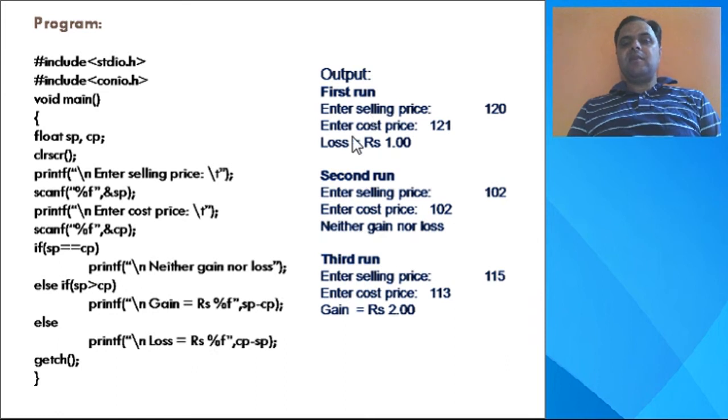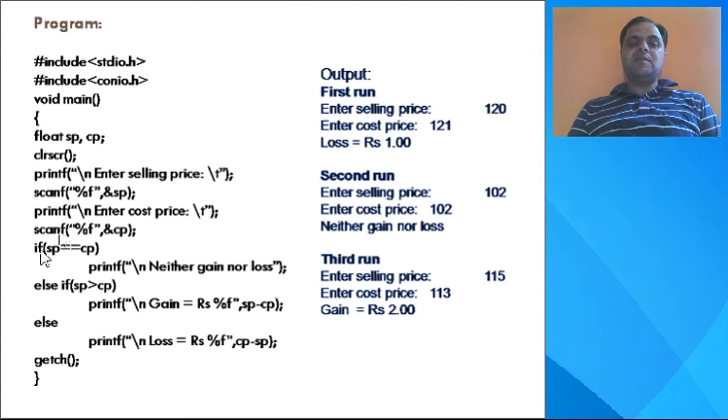So I have taken 3 runs here. In the first run I have entered selling price 120, cost price 121. So it is loss. Loss is 121 minus 120. In the second run I have entered selling price 102, cost price 102. So neither gain nor loss because these are equal. In the third run, I have entered selling price 115 and cost price 113. So the gain is 115 minus 113, which is 2.